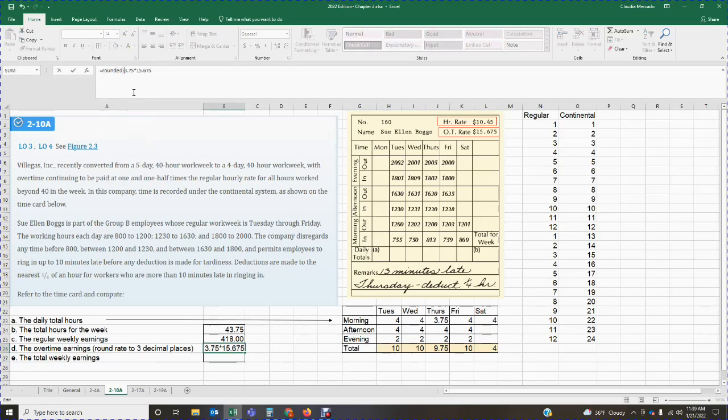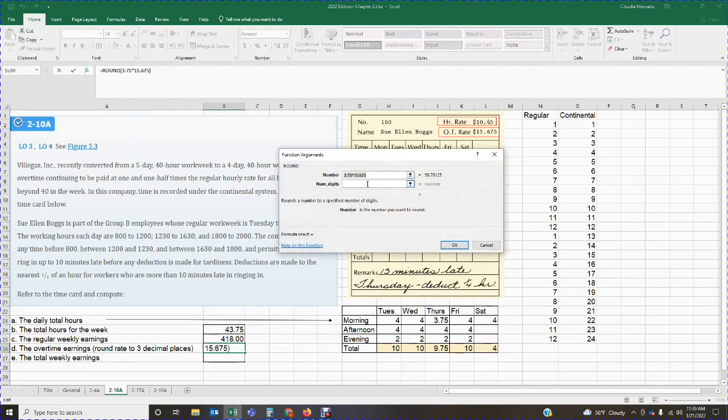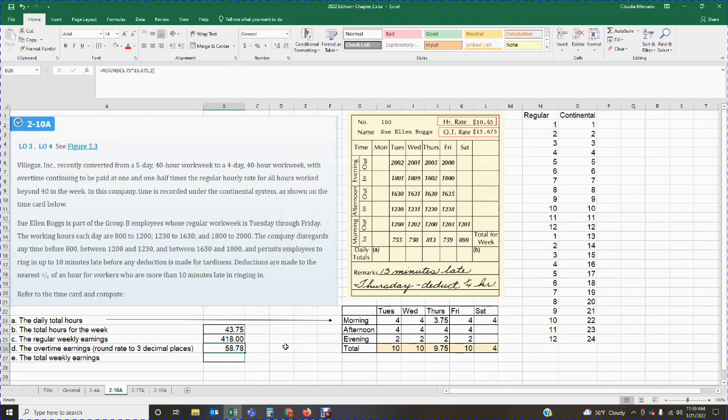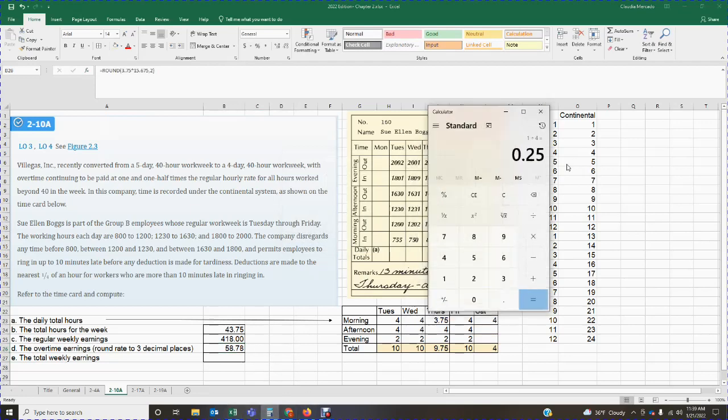So I'm going to do round, open parentheses, close parentheses, and I'm going to round to 2 decimal places. So that would be 58.78. Okay, so you can round just in your head.